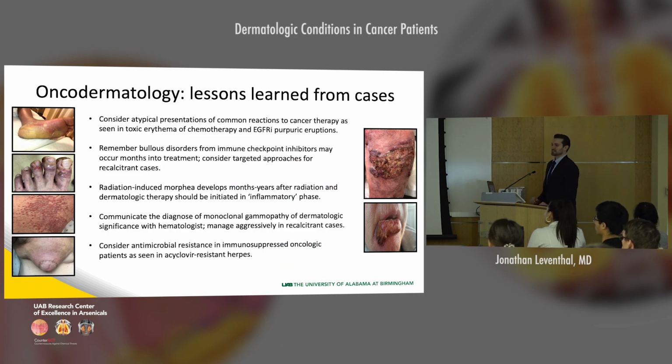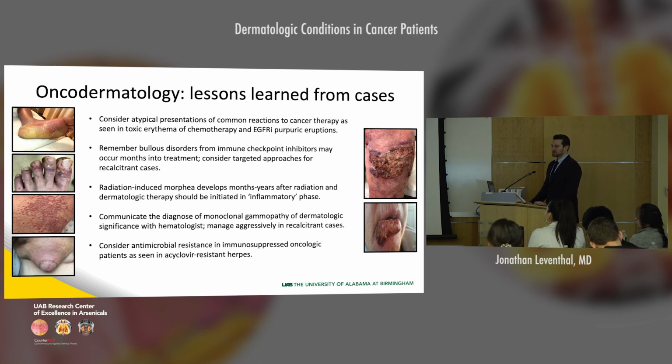A few take-home lessons that I want you to remember are, I want you to consider unusual and atypical presentations of common things, such as toxic erythema of chemo and EGFR inhibitor rashes. You can really get very dramatic atypical presentations. Remember that bullous reactions to checkpoint inhibitors, while not common, can occur much later on. I'd urge you to consider targeted approaches in patients who fail conservative therapy.